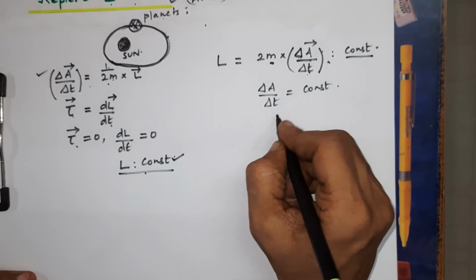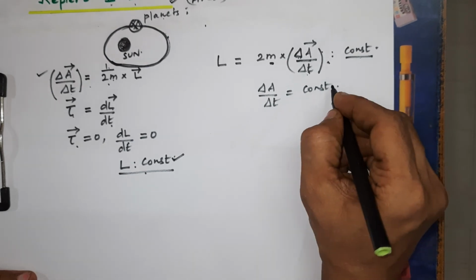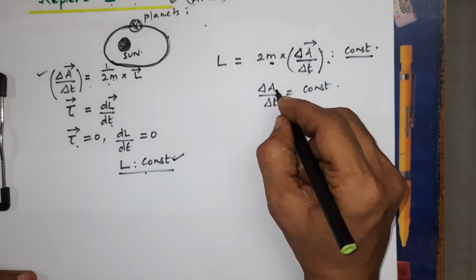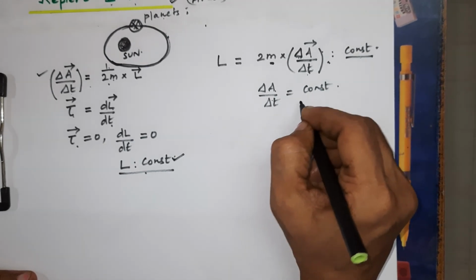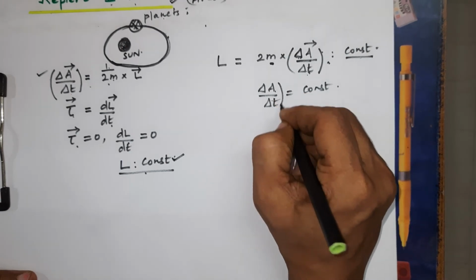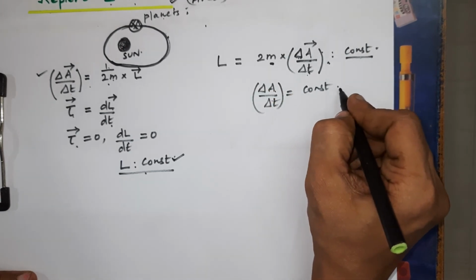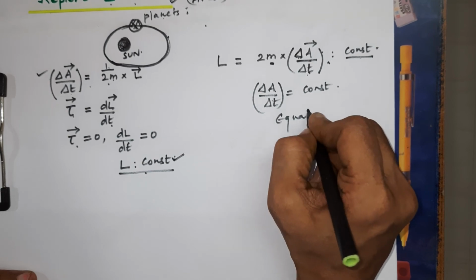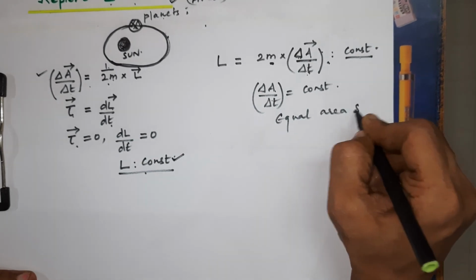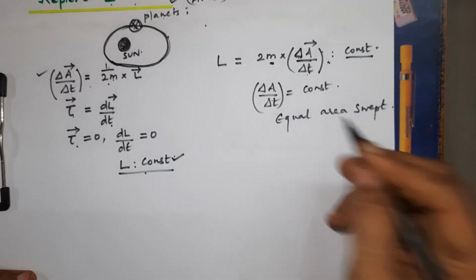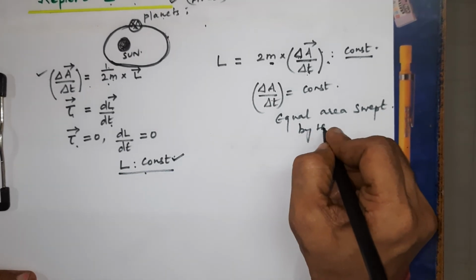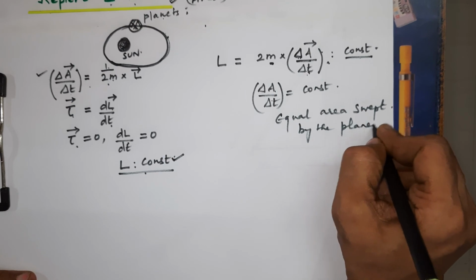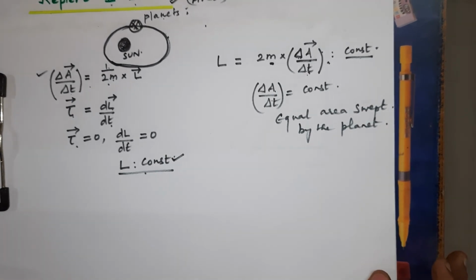When this is constant, we can say there is no change in the area covered. The area remains constant. The rate of change is going to be 0. And hence, there is equal area swept, or constant area swept, by the planet around the sun. Therefore, we can also explain that the areal velocity is constant.